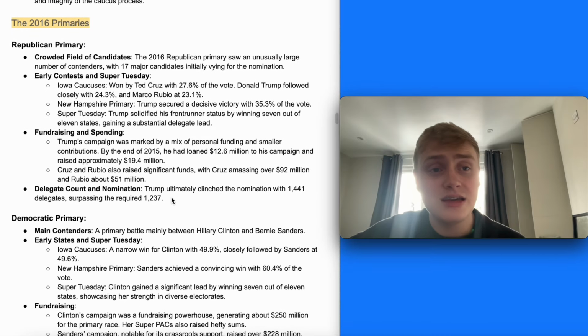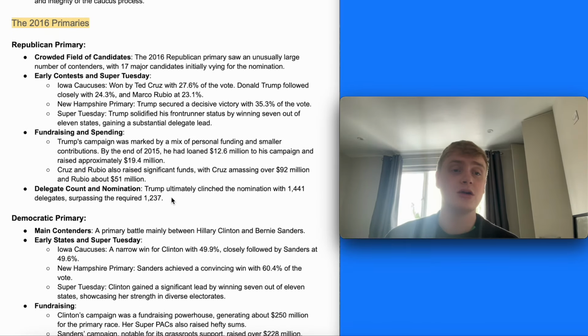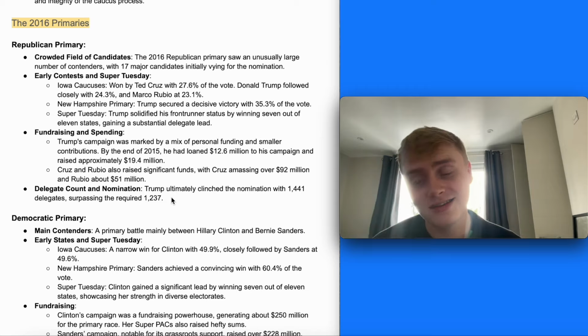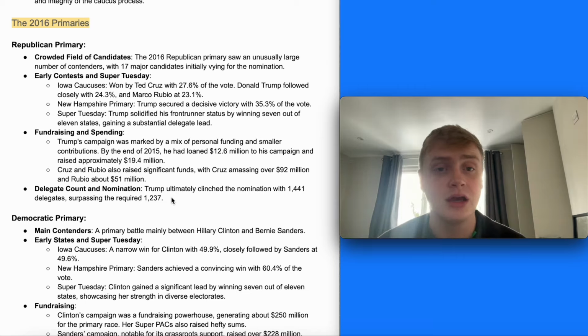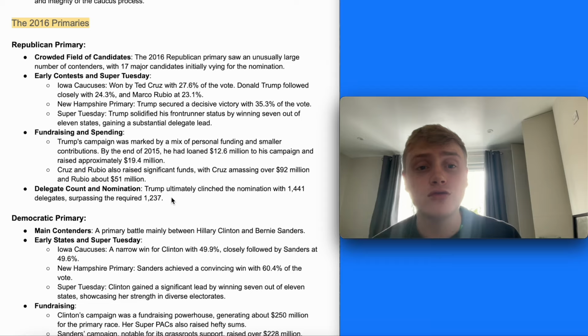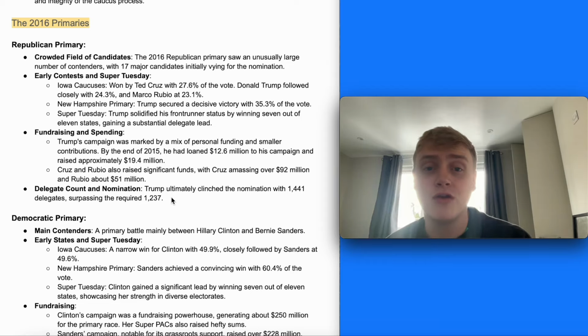In terms of the 2016 primaries, the Republican primary had a really crowded field of candidates coming from the invisible primary, with 17 major candidates vying for the nomination. In terms of the early contests, the Iowa caucus was won by Ted Cruz with 27% of the vote, with Trump following just behind and Marco Rubio at 23%.